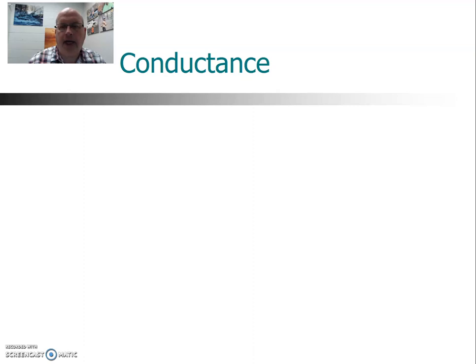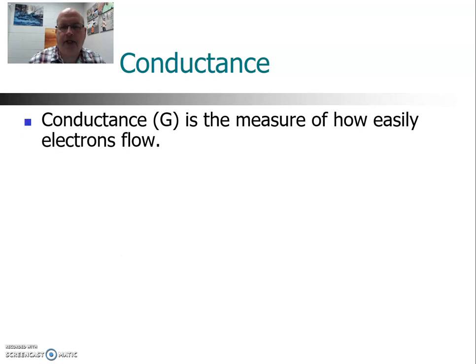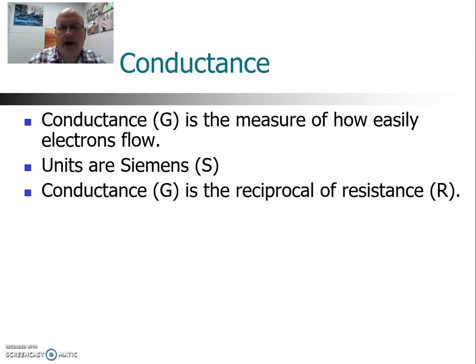So we're going to look at a measure of how easily those electrons move. It's called the conductance, and the conductance is abbreviated with an uppercase G. The units for conductance are Siemens, uppercase S. Conductance actually is not very commonly used. More often, we're going to be looking at resistance, and resistance is the reciprocal of conductance. So resistance R is the reciprocal of conductance G. So G is equal to 1 over R.